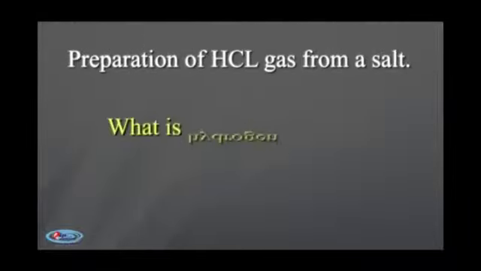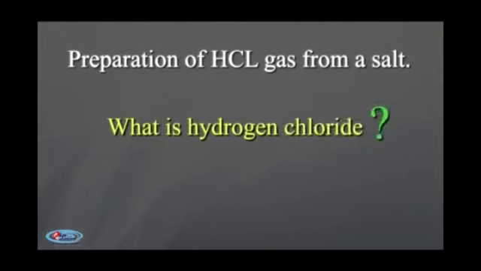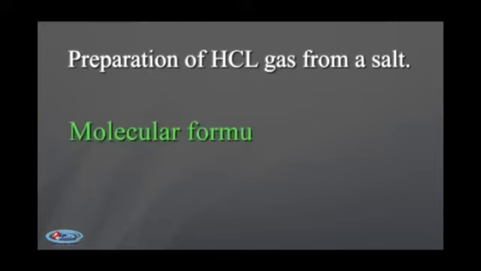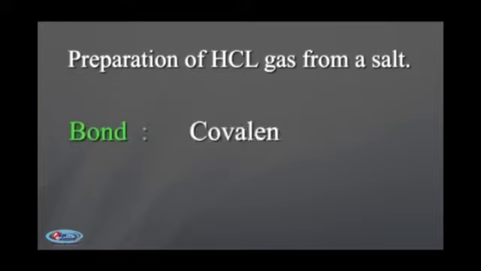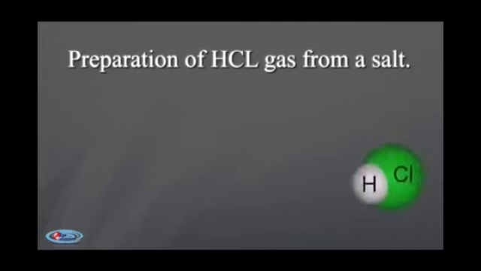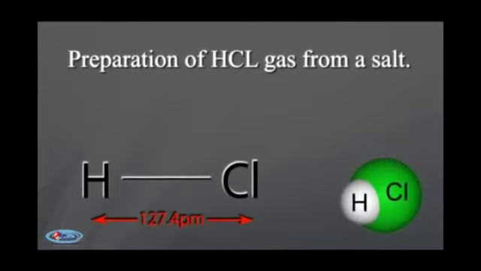Hello friends, today we will see laboratory preparation of HCl gas. First of all, let you know what is hydrogen chloride? Its molecular formula is HCl. Molecular mass is 36.5. And it is formed with covalent bond. See dot diagram or Lewis structure and orbital diagram of HCl molecule.